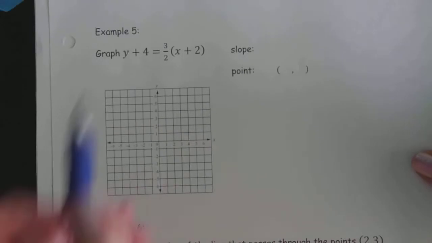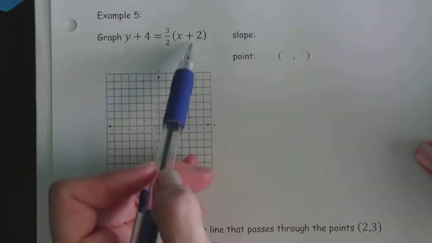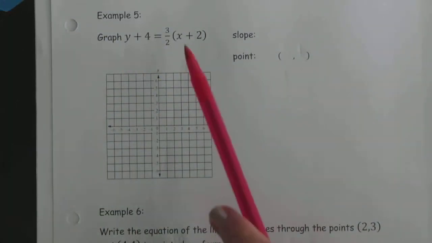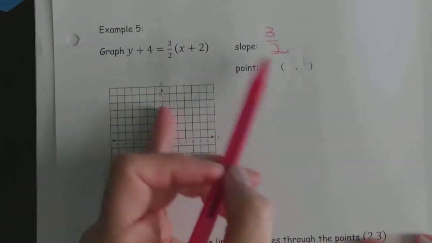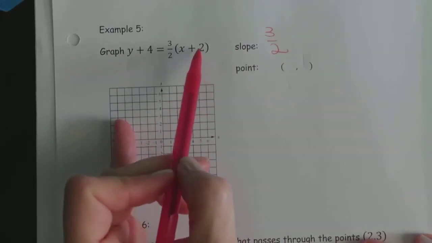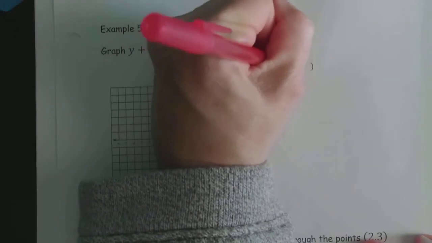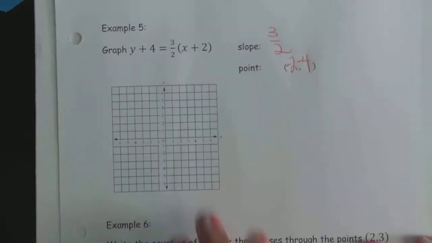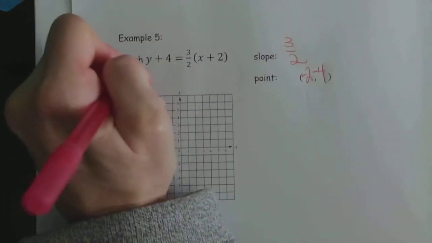Okay, and my last example for this video would be example 5. This has back to point slope again. It's got the double plus, so we have to be careful there. So let's think about this. The slope's pretty easy to see, 3 over 2, right? And the shortcut to identifying the point is to take the opposite of positive 2, which would be negative 2, and the opposite of positive 4, which would be negative 4.